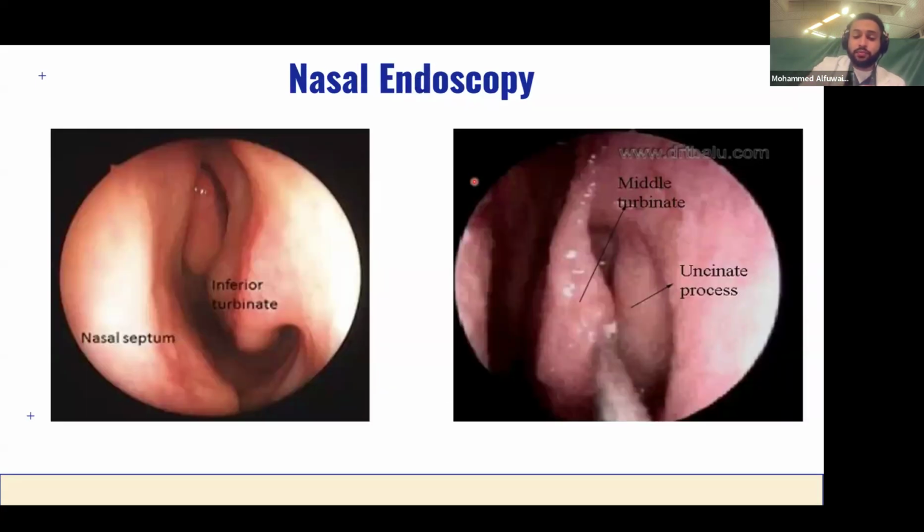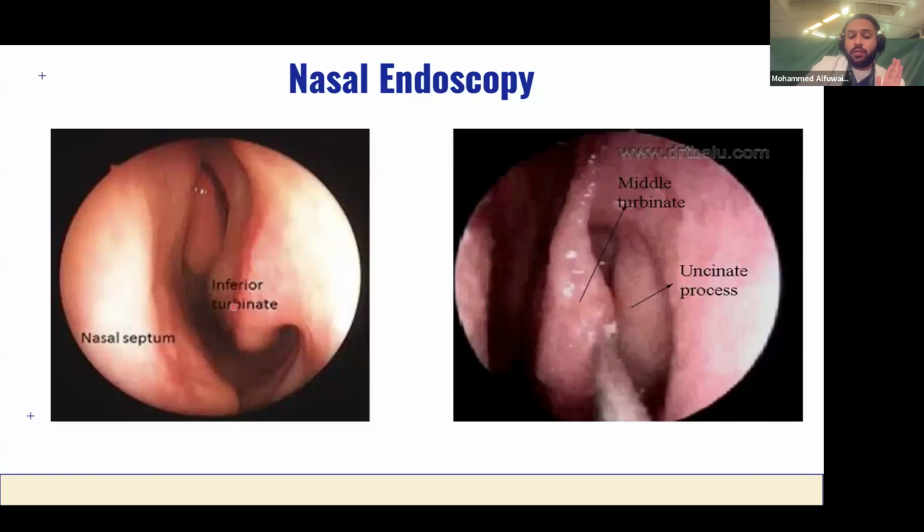In this case over here, I'll show you abnormal, don't worry. In this case, it's a scope that we go inside the nose and it will basically allow us to visualize inside the nasal cavity. In this case over here, this is the nasal septum, this is the floor of the nasal cavity, and this is the turbinate. The turbinate, what we want to look at is the size, the color. It's very important, and if there's any discharge.